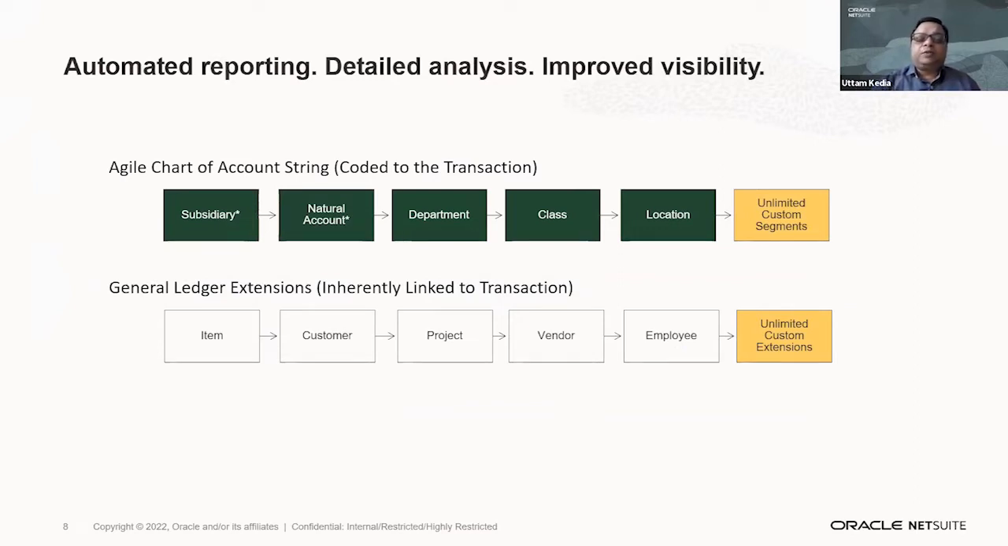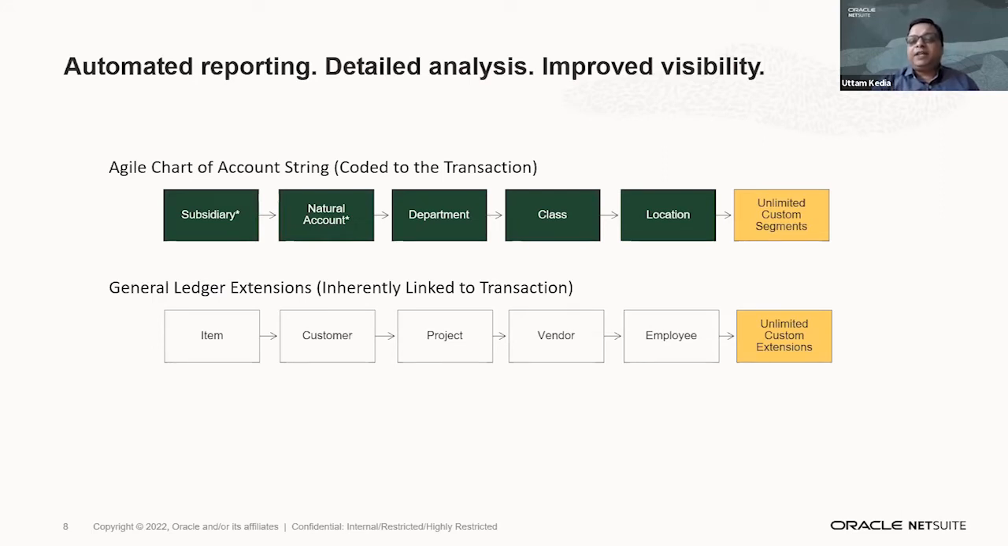So you'll see the chart of accounts, which is a very, very standard chart of accounts that we see as part of NetSuite. The green boxes that you see are the dimensions. The subsidiary dimension is where your debits and credits are matching. This is where your trial balances are drawn. The natural account is the account segment that you have. And then there are additional dimensions.